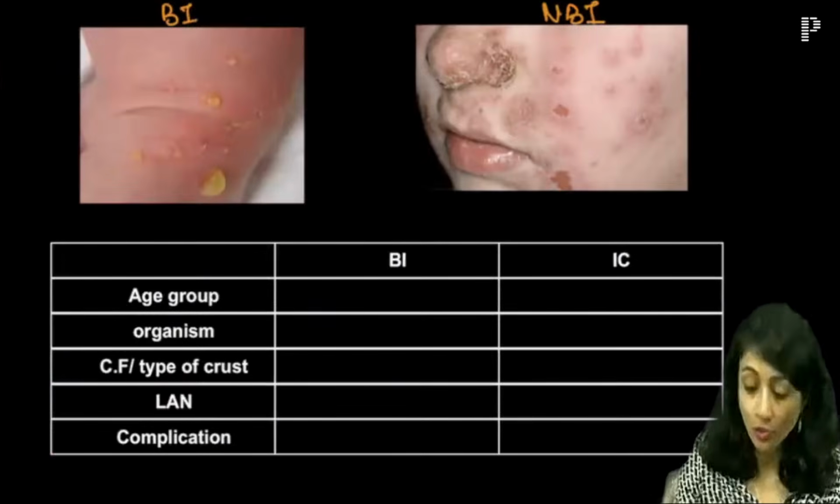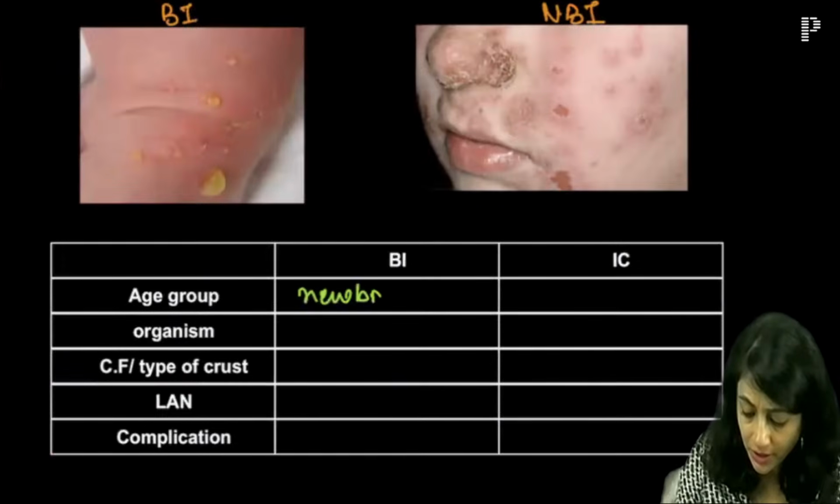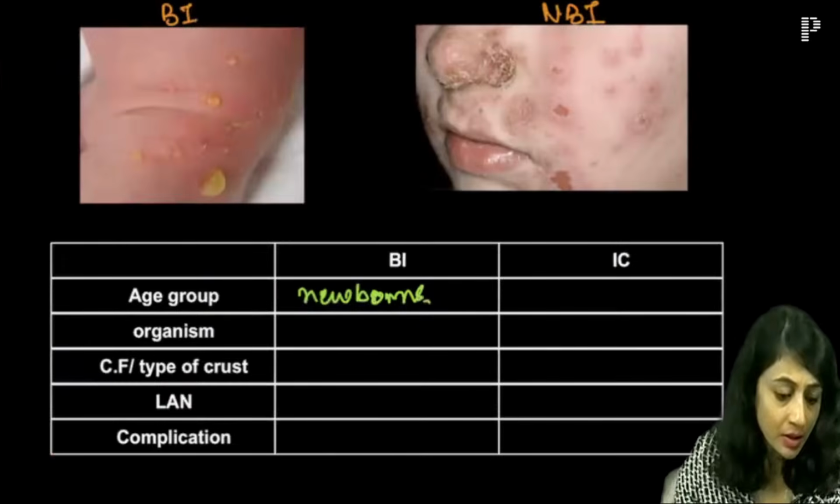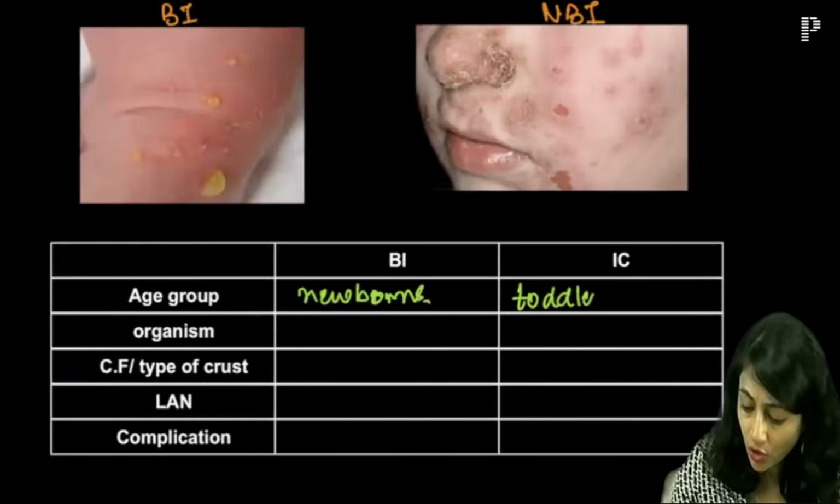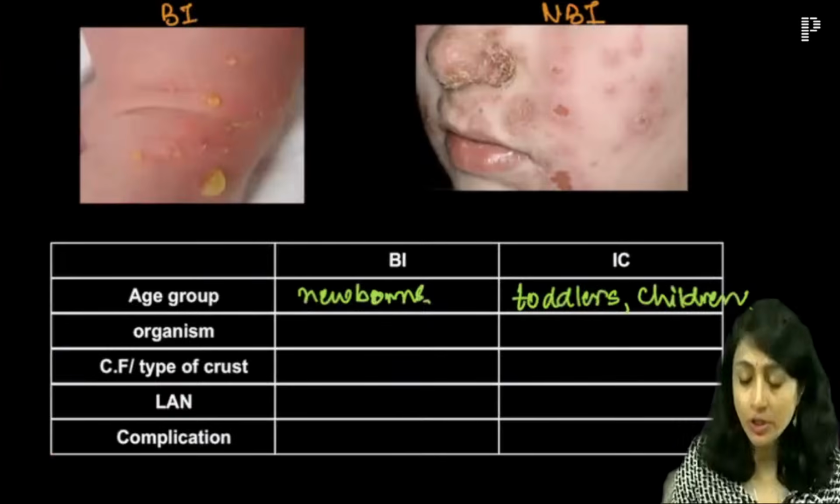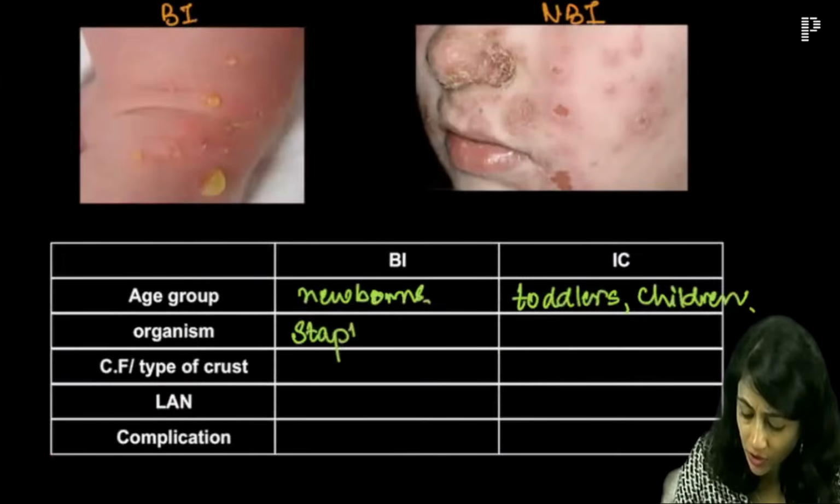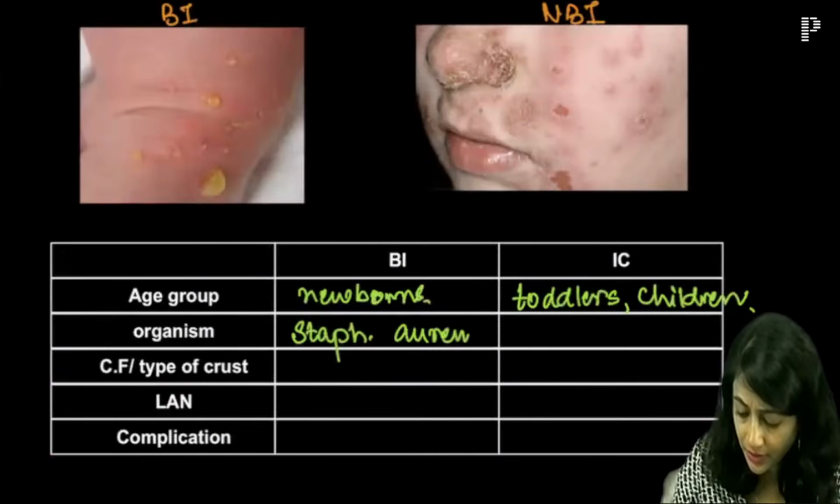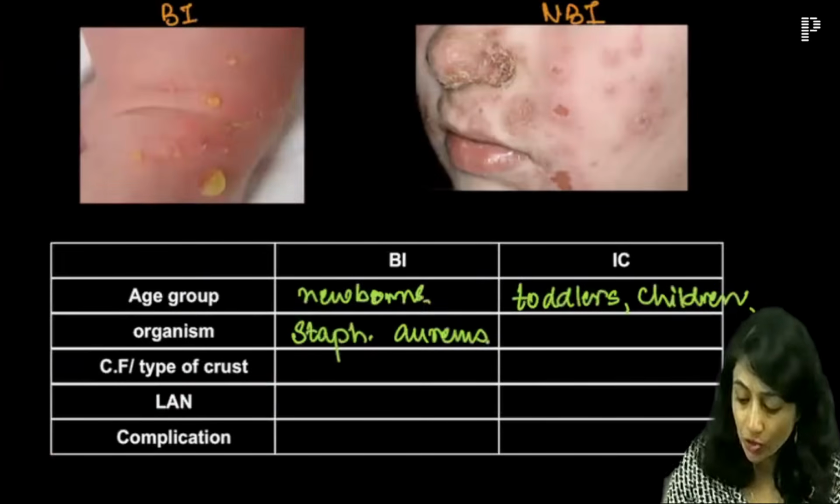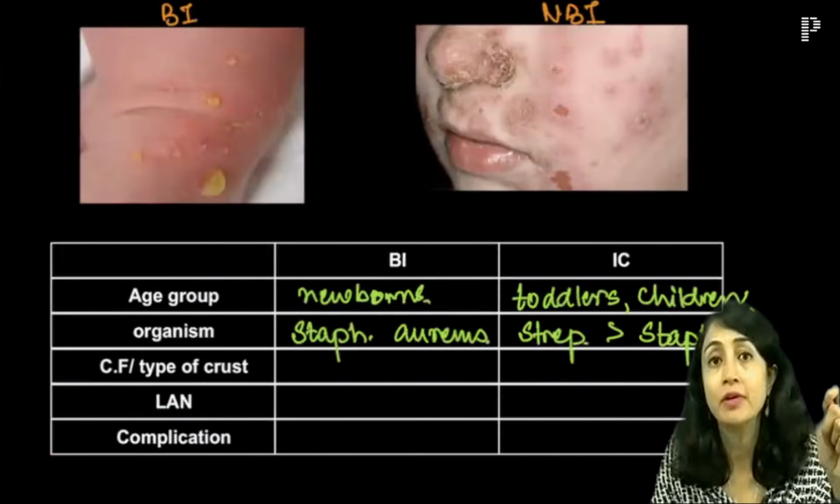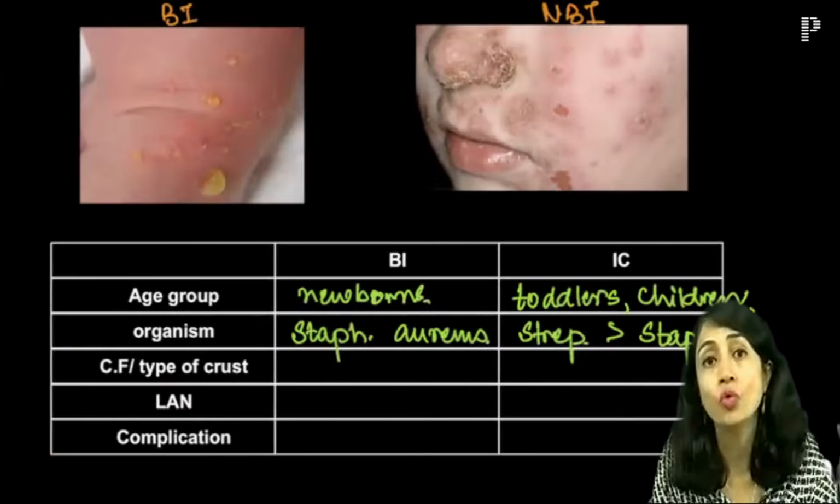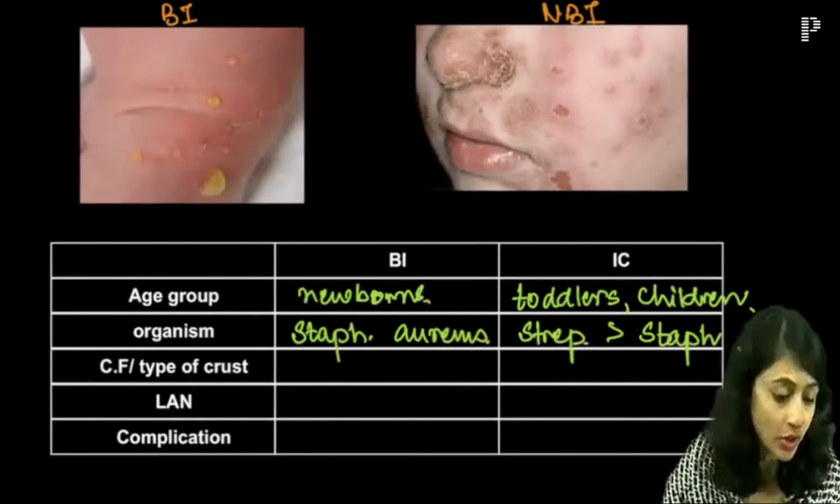Now, bullous impetigo is usually seen in newborns, whereas impetigo contagiosum is more commonly seen in toddlers and in children. Bullous impetigo is predominantly caused by Staph aureus, whereas impetigo contagiosum can be caused by both Streptococcus and Staphylococcus. But out of these, in developing countries, Streptococcus is the more important cause of impetigo contagiosum.